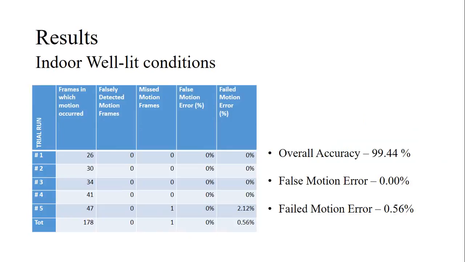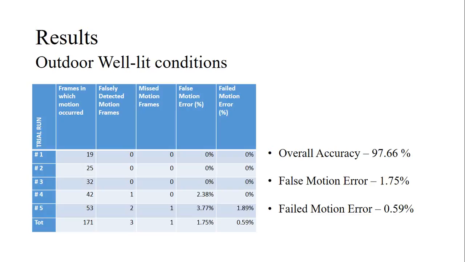Let us now take a look at the results obtained from this algorithm under varying conditions. Here, false motion error occurs due to falsely detected frames, while failed motion error occurs due to missed motion frames. In this case, in indoor, well-lit condition, there is not much room for error, and hence the accuracy is almost 100%.